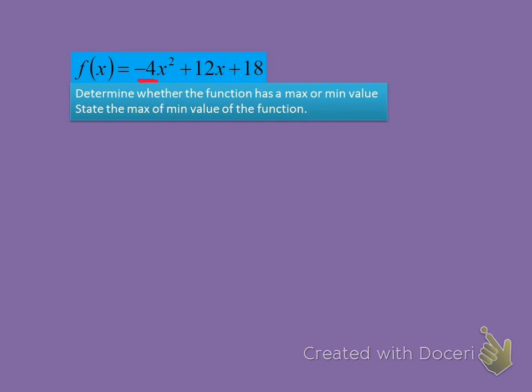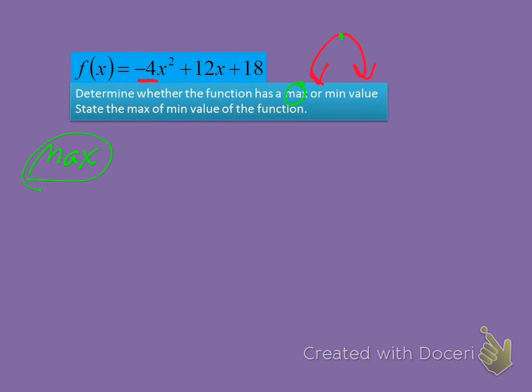Okay? So think about that. If it's going to open down, and this is my vertex up here, is my vertex going to be a max or a min? Is that going to be the highest point or the lowest point? The highest, so it's going to be a max. So you've already answered half of the question. All right? So you already know that you're going to end up with a max. And I would write that off to the side just so you don't forget. Okay?